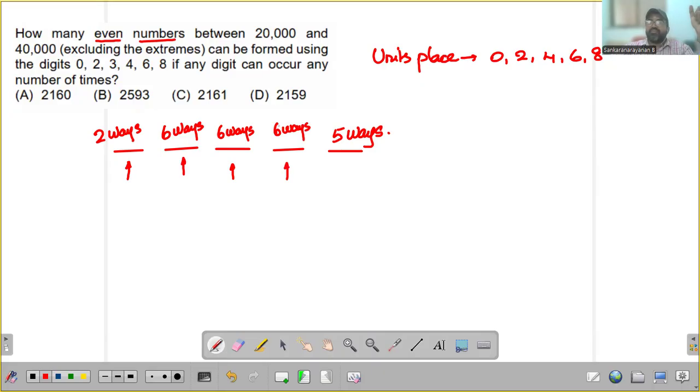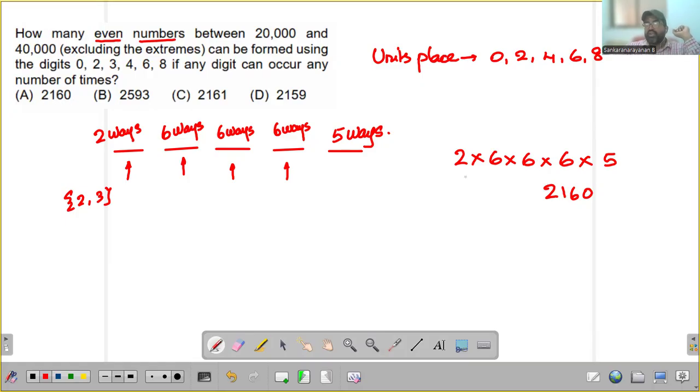But please be aware, the 10,000s position I can fill either with a 2 or with a 3. In this, I cannot consider 20,000 because they have told you excluding the extremes. Keep that in mind. So the total number of ways will be 2 into 6 into 6 into 6 into 5, and you can see this comes to 2160.